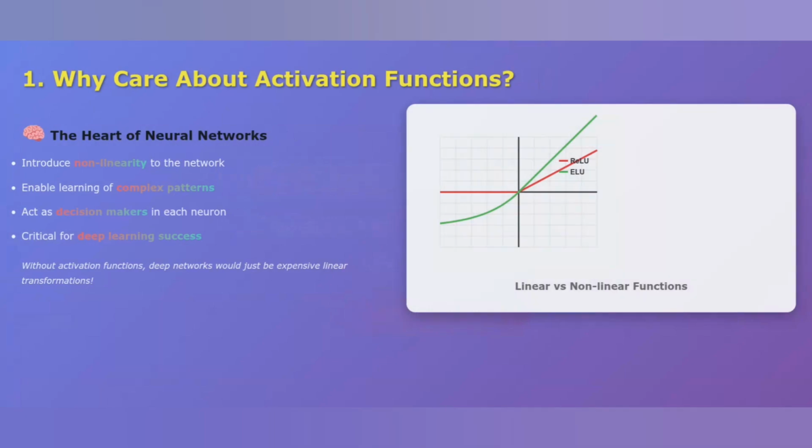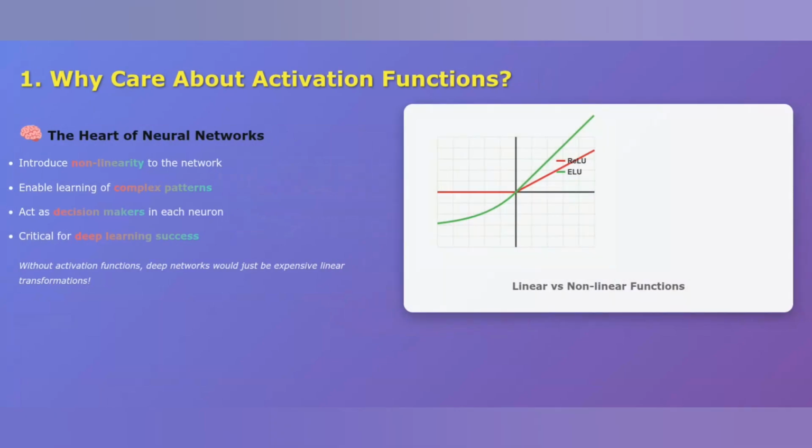Let's start with a quick refresher. Activation functions are the heart of neural networks. They introduce nonlinearity that allows our networks to learn complex patterns. Without them, our deep networks would just be expensive linear transformations.